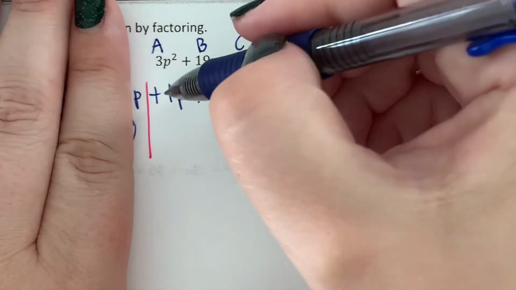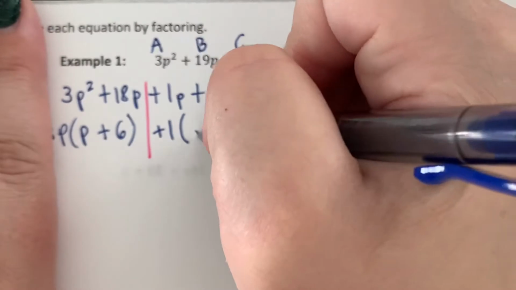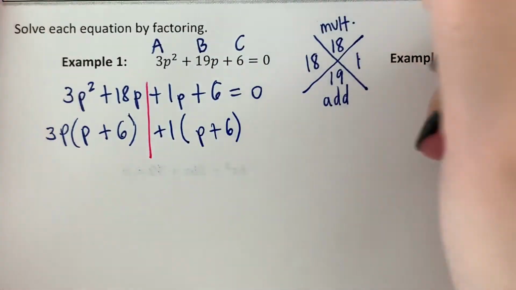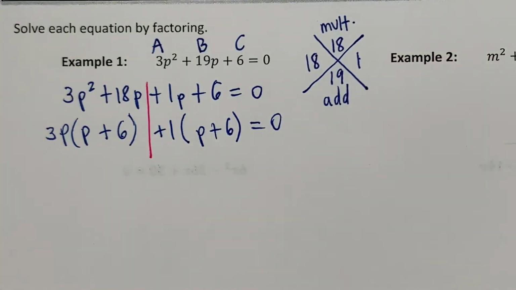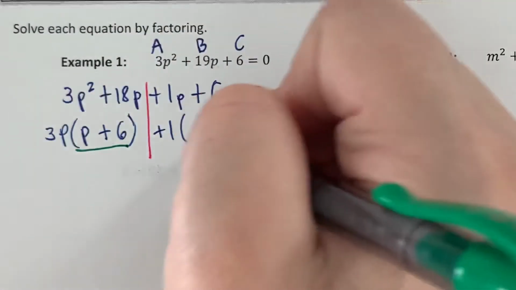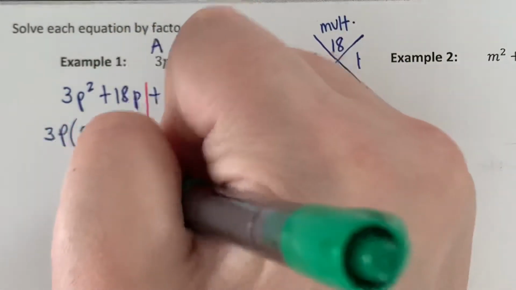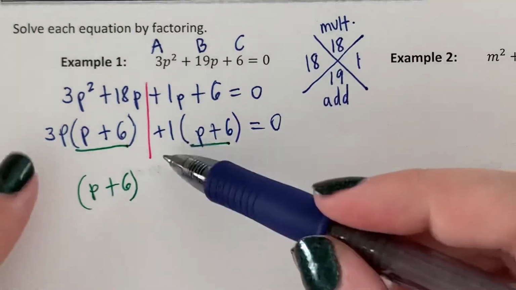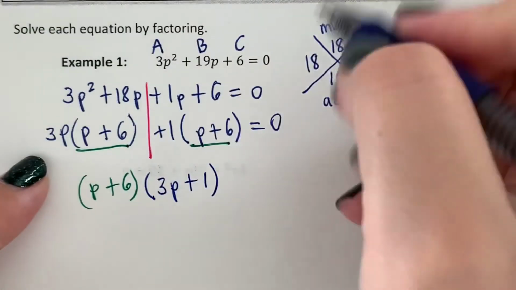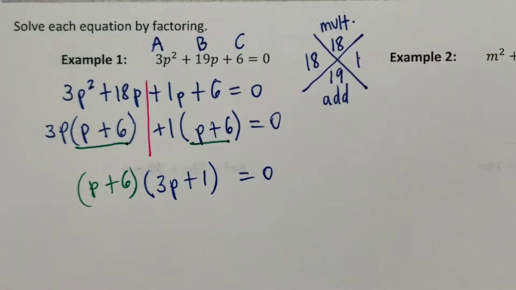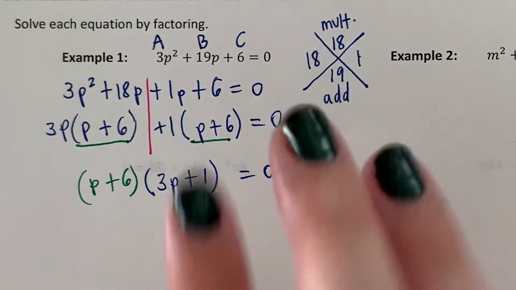In my second half, there's not necessarily a GCF you can pull out. You can always pull out a 1. And then I'll have p plus 6 in parentheses, still equal to 0. Worked out perfectly because I do have my common polynomial factor. So I'll have p plus 6 as one factor. My leftovers are the other factor, so 3p and a positive 1, and it's still equal to 0. So far, all of this is review.